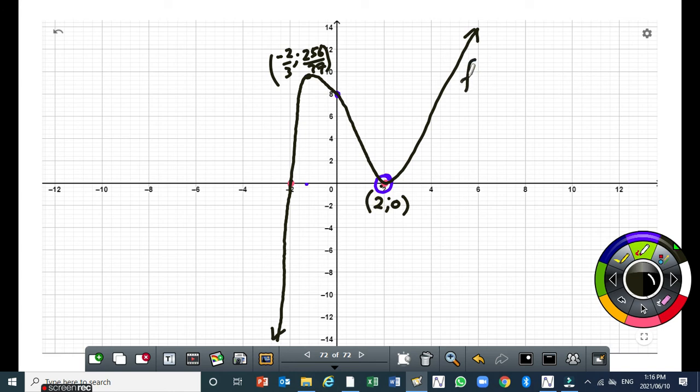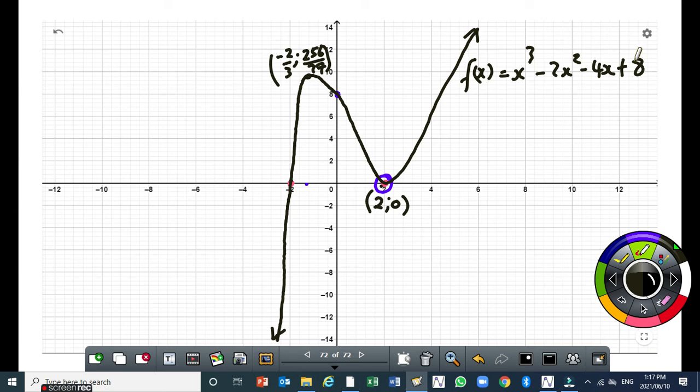Then we label it f of x equal to, okay, you can label it completely. That will be 2x squared minus 4x plus 8. Alright, so I sketched it. No, this is the y-intercept. Go back to where I first started. The y-intercept. Okay? That will be the y-intercept.